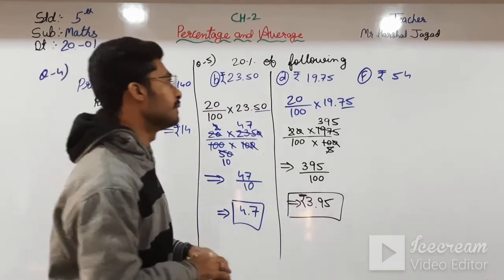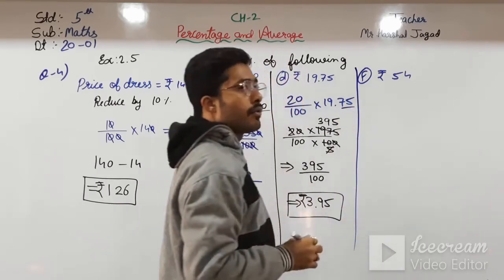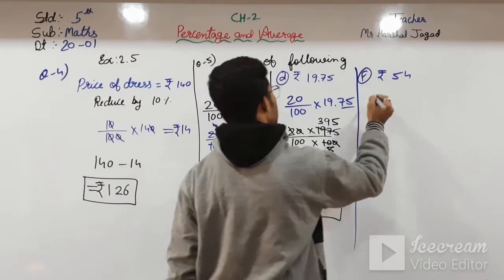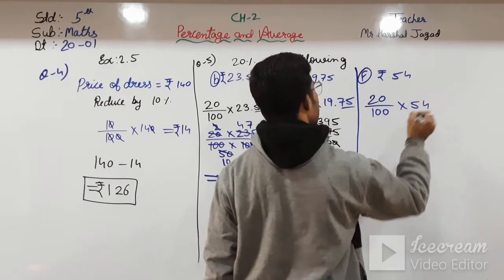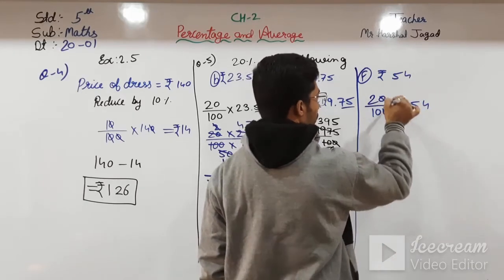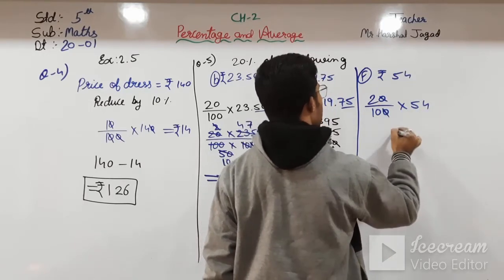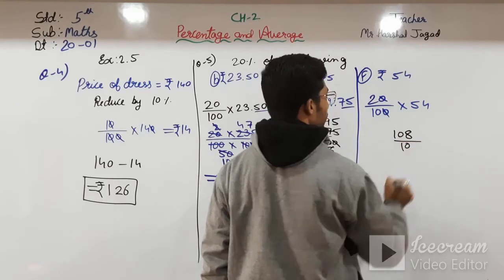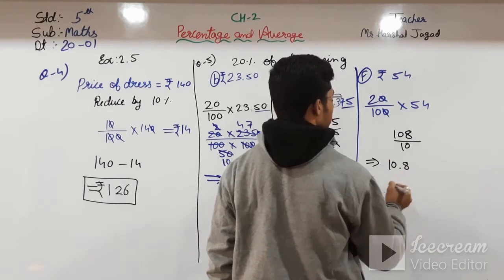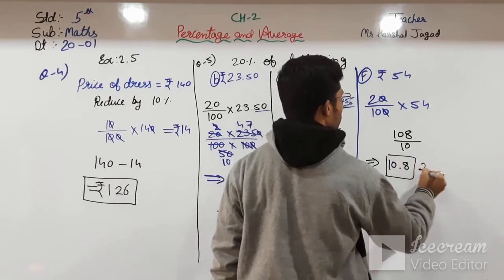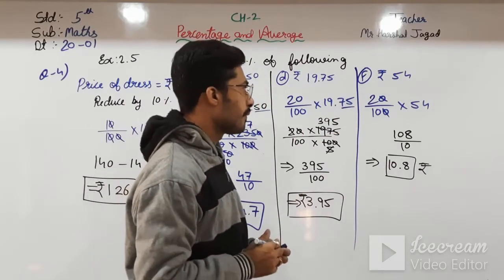And the third one is 54, of which we have to find the 20%. So it is 20 upon 100 into 54. The 0 0 cut, then 54 into 2: 4 2s are 8, 5 2s are 10, so 108 upon 10. Then it gives 10.8, which is 20% of 54. Okay students, please note this down.